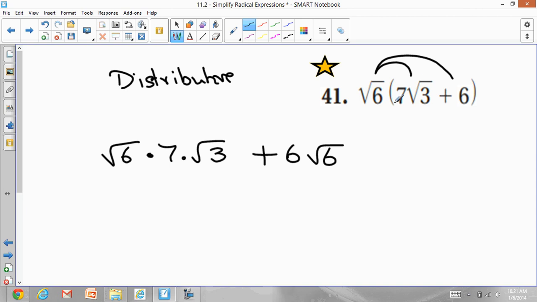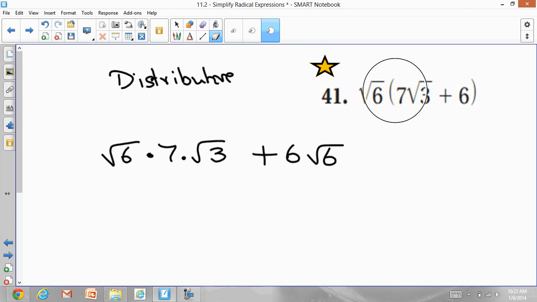Square root of 6 multiplies the first one. So I'm getting square root of 6, 7, square root of 3 all in one. And square root of 6 multiplies 6. So I'm getting 6 square root of 6. Now once you recognize the distributive property and apply the distributive property, now you're looking at multiplying. So this multiplies, this multiplies. If it does multiply, you can pull them all together.